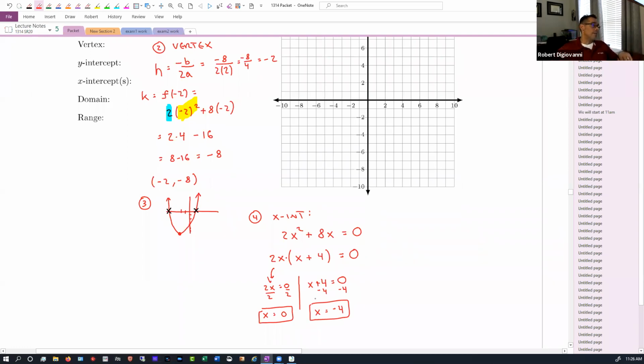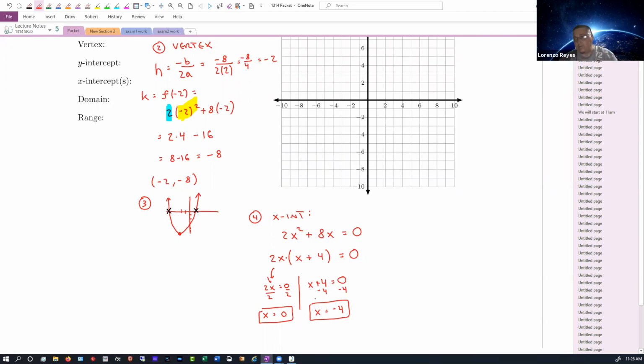Now, do you all want me to work this using the quadratic formula just to show you that you would get the same 2 answers? Or are you happy with just doing it this way? Can you show, please? I can show it. That's fine. I can do it. I'll work it quickly over here on the side.